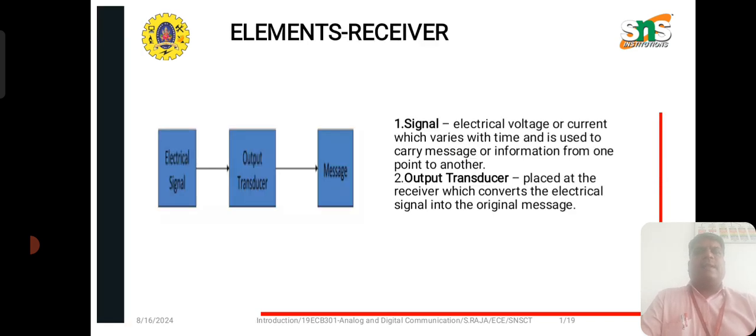Elements of a receiver: the first one is the signal, an electrical voltage or current which varies with time and is used to carry a message or information from one point to another. Then the output transducer, placed at the receiver, converts the electrical signal into the original message.